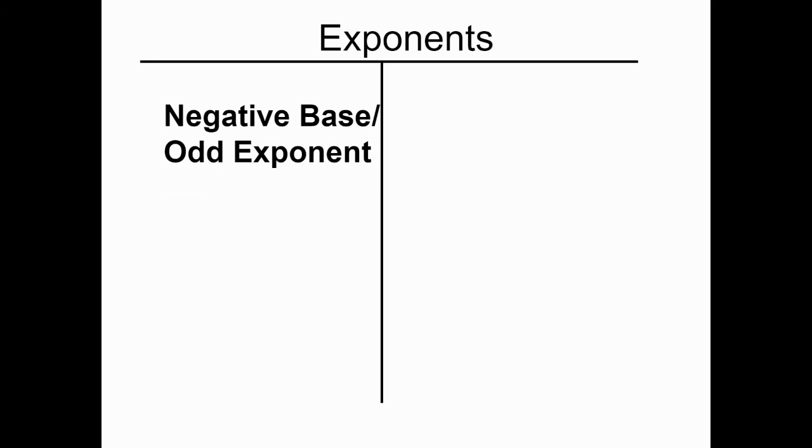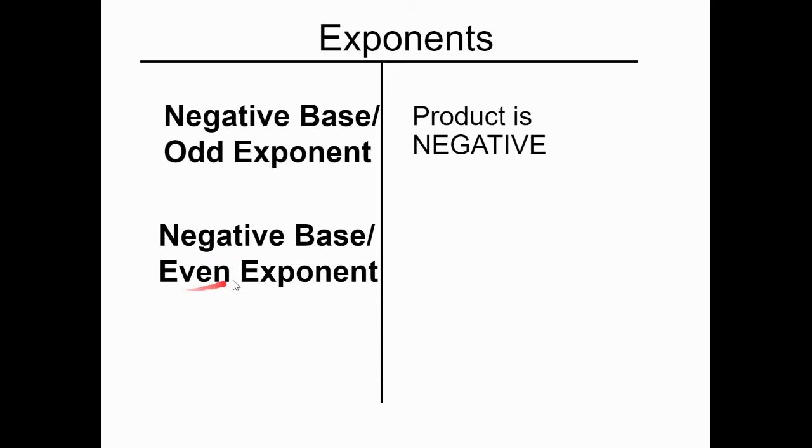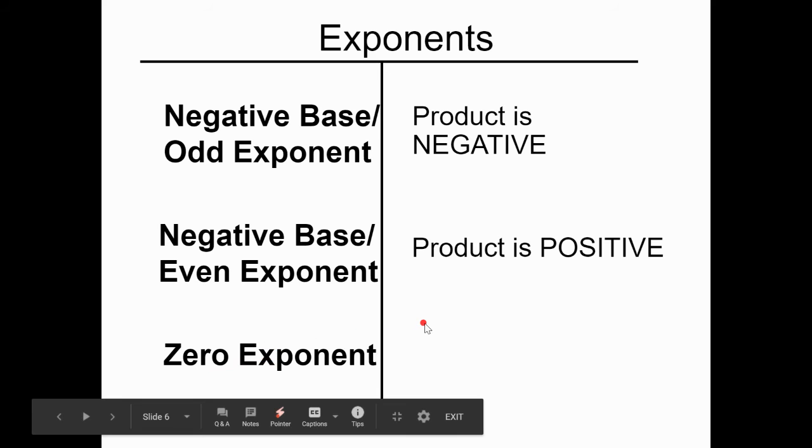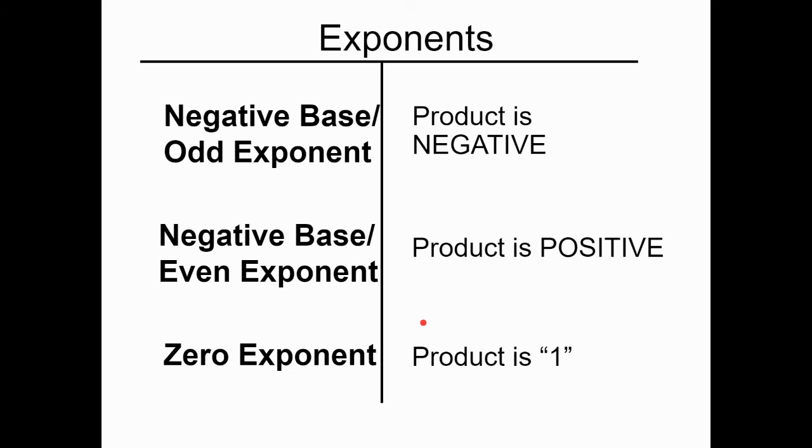Now what about zero exponents? Anything to the power of 0 will be 1, not 0. It will always be 1. So the rules for exponents are, if you have a negative base and an odd exponent, your product will be negative. If you have a negative base and an even exponent, your product is going to be positive. And anything that is to the zero exponent, your product is going to be 1.